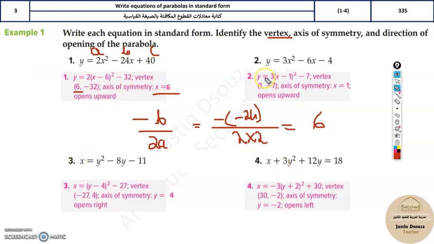Now even over here, let's see, you can do it. Minus of minus 6 divided by 2 times 3. That would be positive 6 divided by 6. It'll be 1. See, it's the same thing.